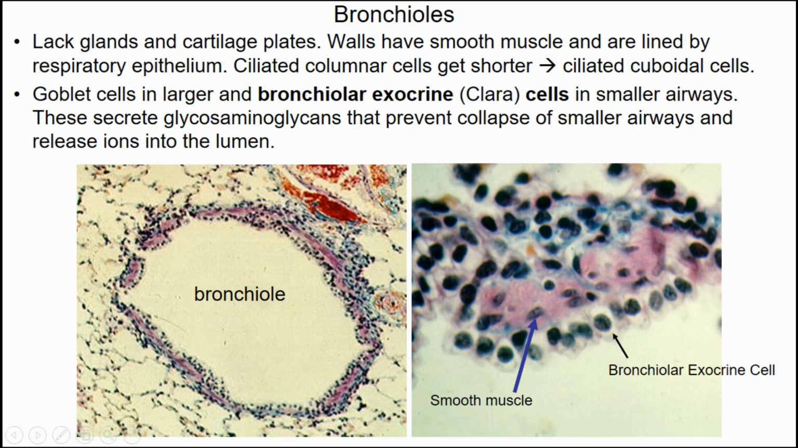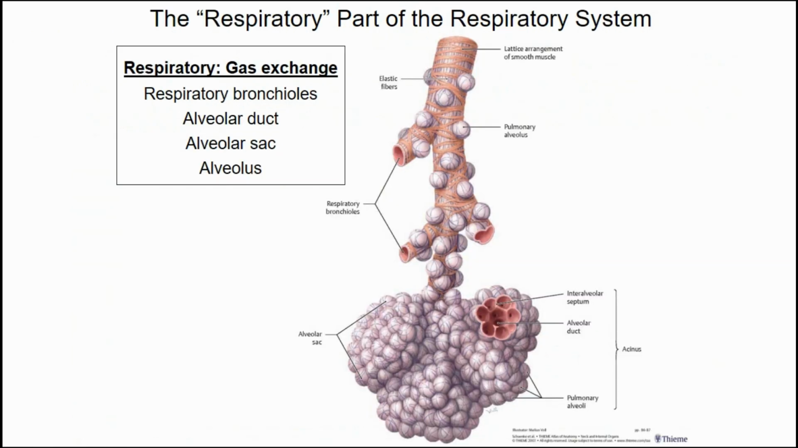What these bronchiolar exocrine cells are doing is releasing ions into the airway. We don't want our airway to get completely dried out. So these ions do what ions do. They pull water into the area, and they also release glycosaminoglycans that are going to help lubricate this area and will eventually give way to what's called surfactant. So, after we leave bronchi, we enter the respiratory part of the respiratory system.